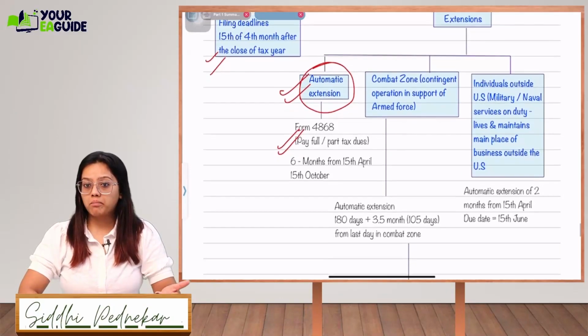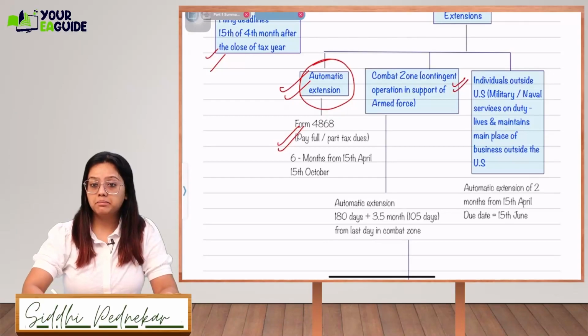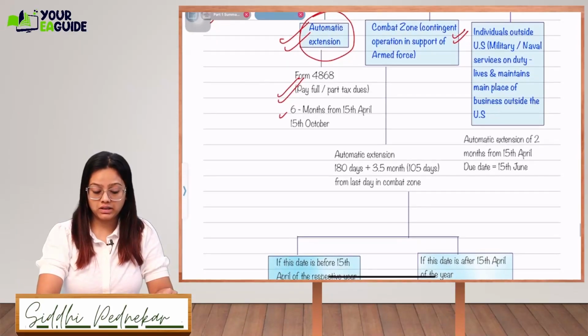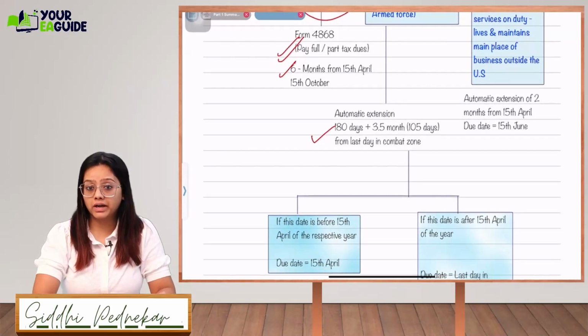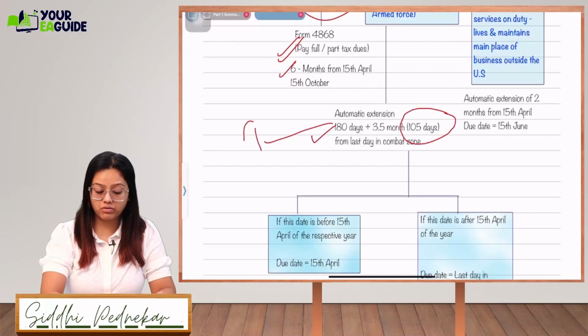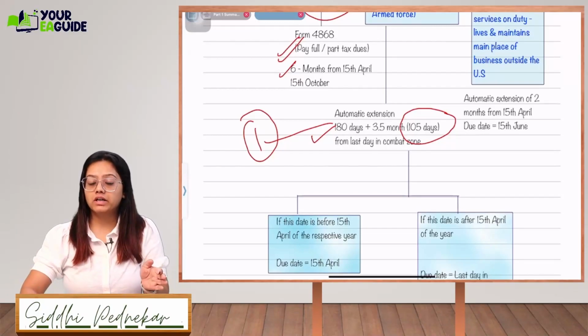In case of combat zone, sometimes some people might be employed at a contingent zone, right? Like let's say army people are there, they are living at some different location. For them, instead of 6 months, they have an automatic extension of 180 days plus 3.5 months, meaning 105 days. There will be one question based on this calculation, so please understand this properly. 180 days means I can say 6 months is there.